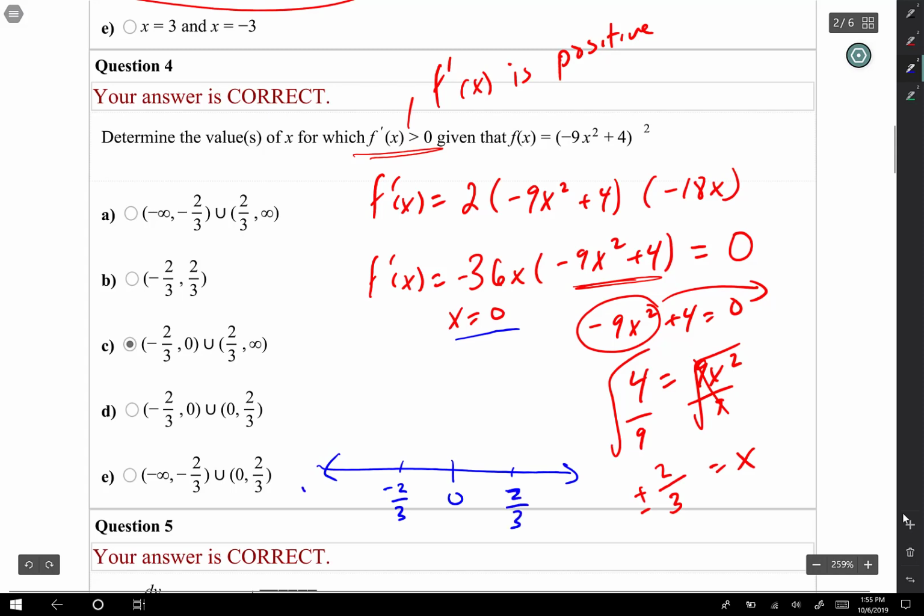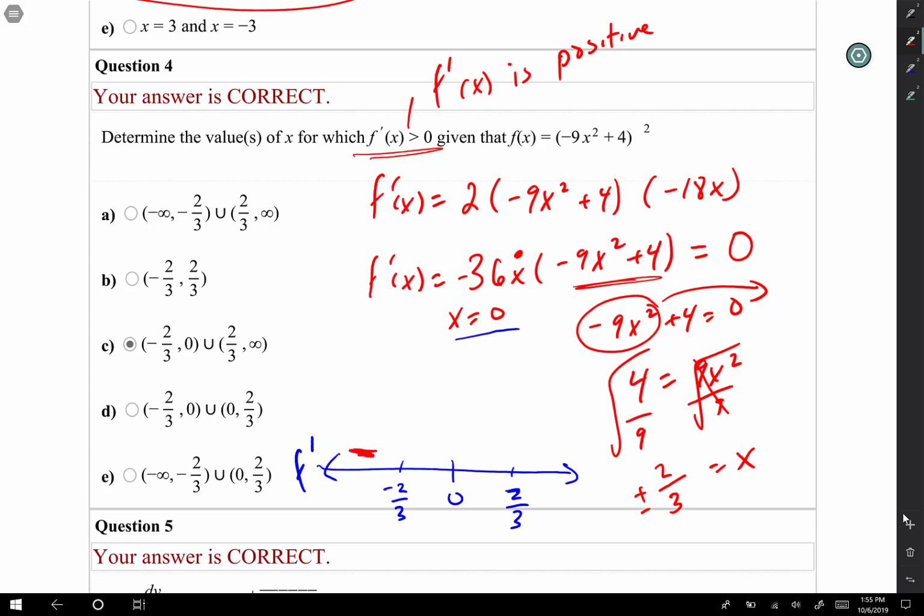All you care about is where it is positive and where it is negative. So I'm going to choose a number to the left of negative 2/3, like negative 1. If I plug in a negative 1 in here, so negative 36 times a negative 1, that's positive. And the negative 1 squared is a positive 1. 1 times negative 9 is a negative 9. Negative 9 plus 4 is still negative. Positive times a negative is a negative. So I see a negative.